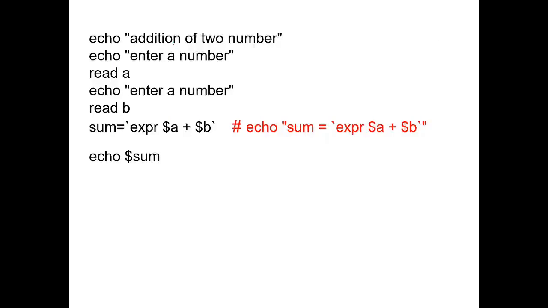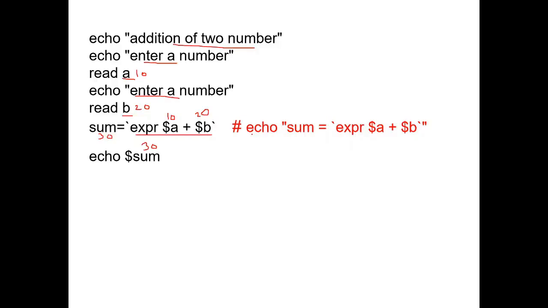Another example, addition of two numbers. Enter a number, read a. So you are accepting the values from the keyboard. Whatever values you have entered from the keyboard will be stored in a and b, like 10 and 20. In a, 10 is stored, and in b, 20 is stored. And the result will be stored in sum, that is 30. And on the screen 30 will display. So this is the easiest and simplest way to declare the variables for arithmetic calculation.